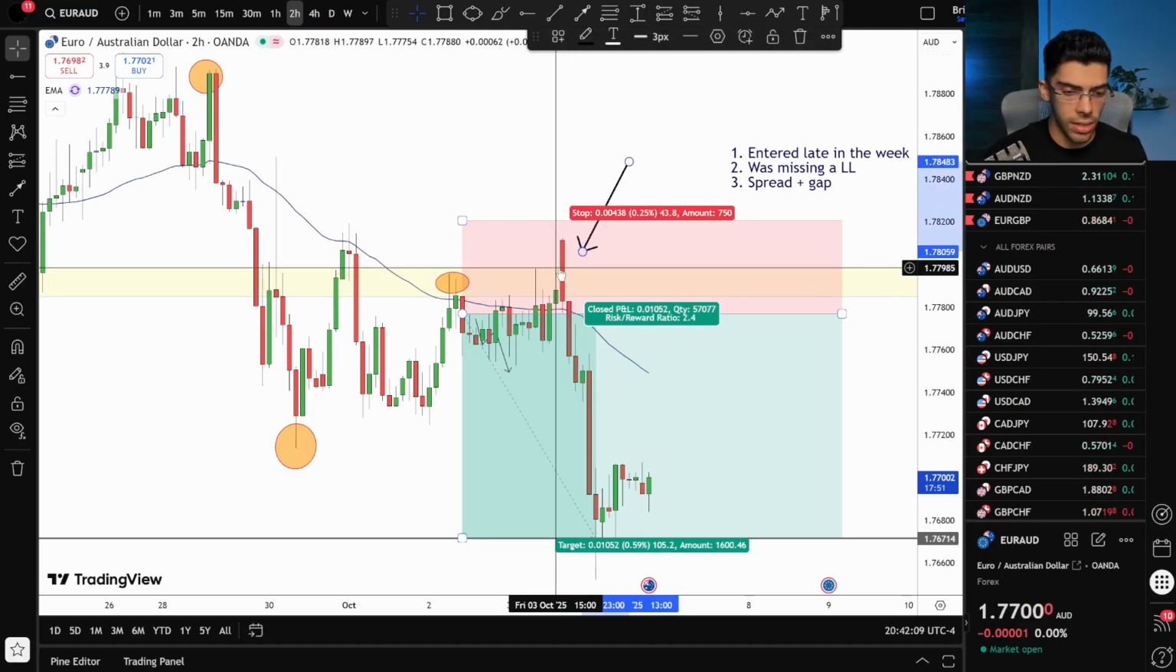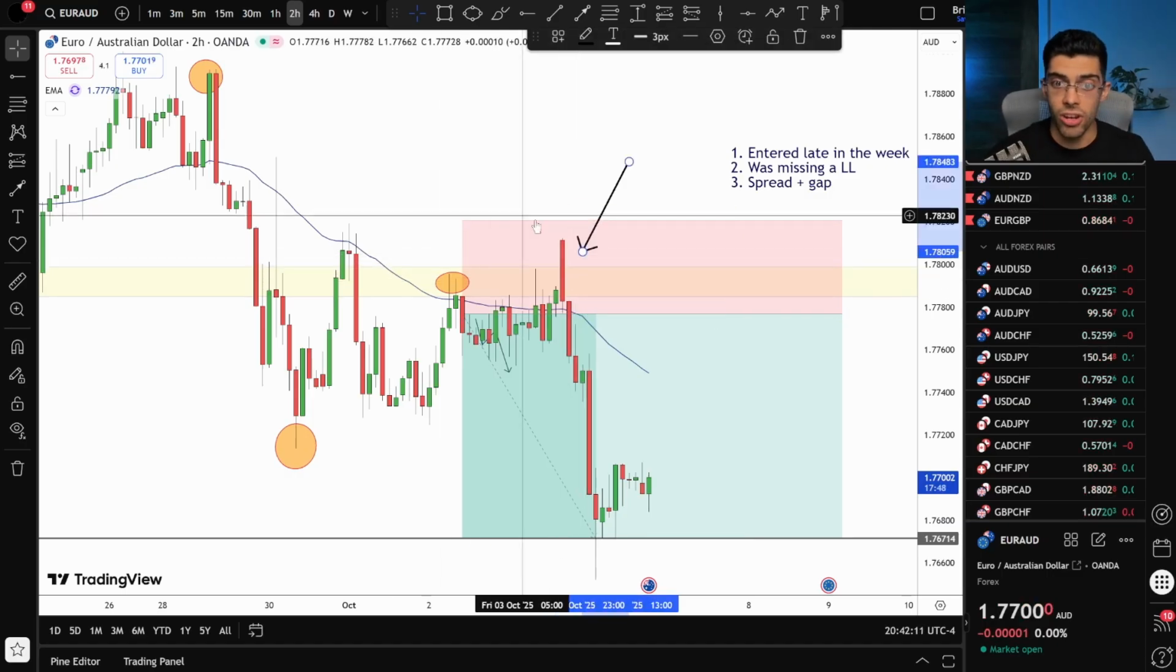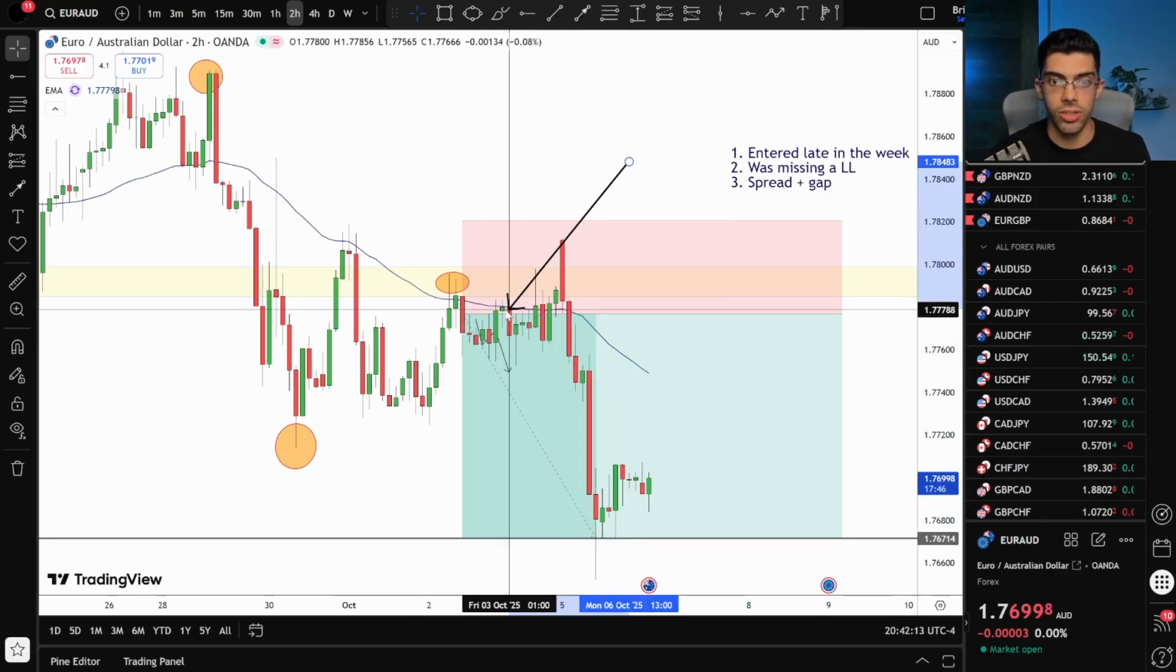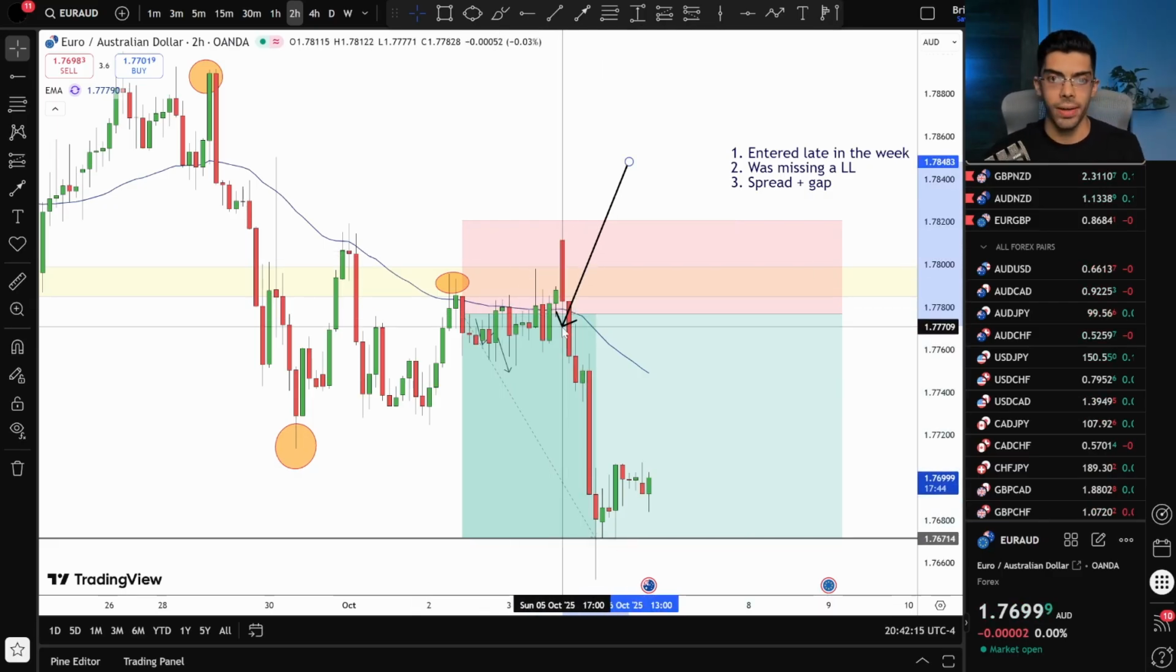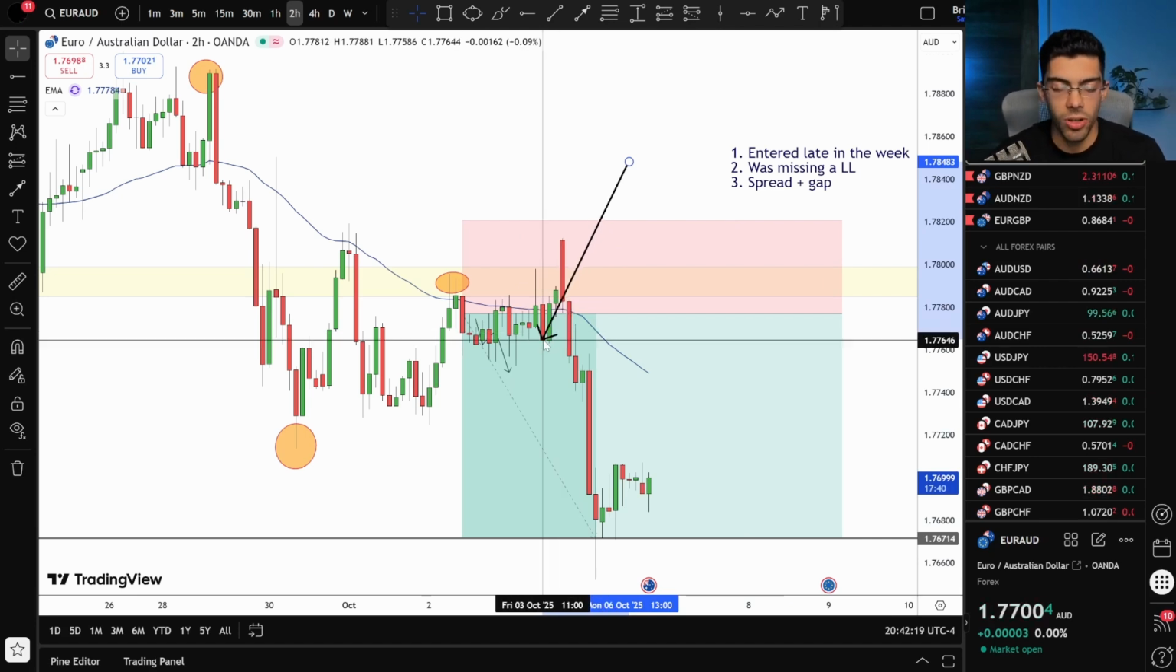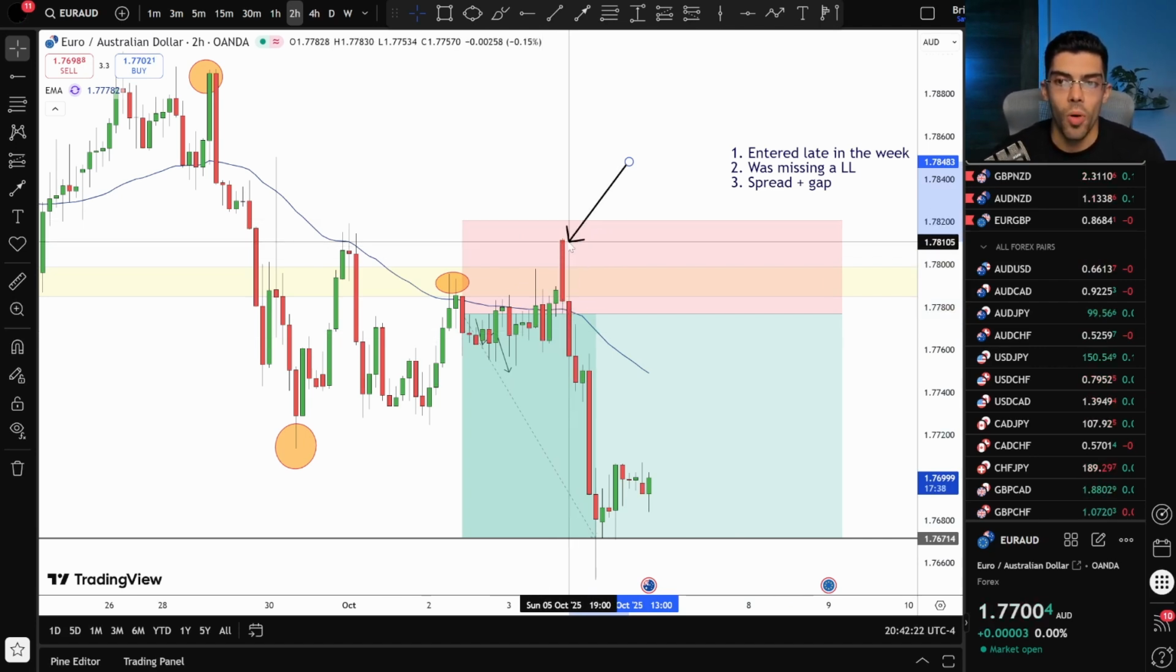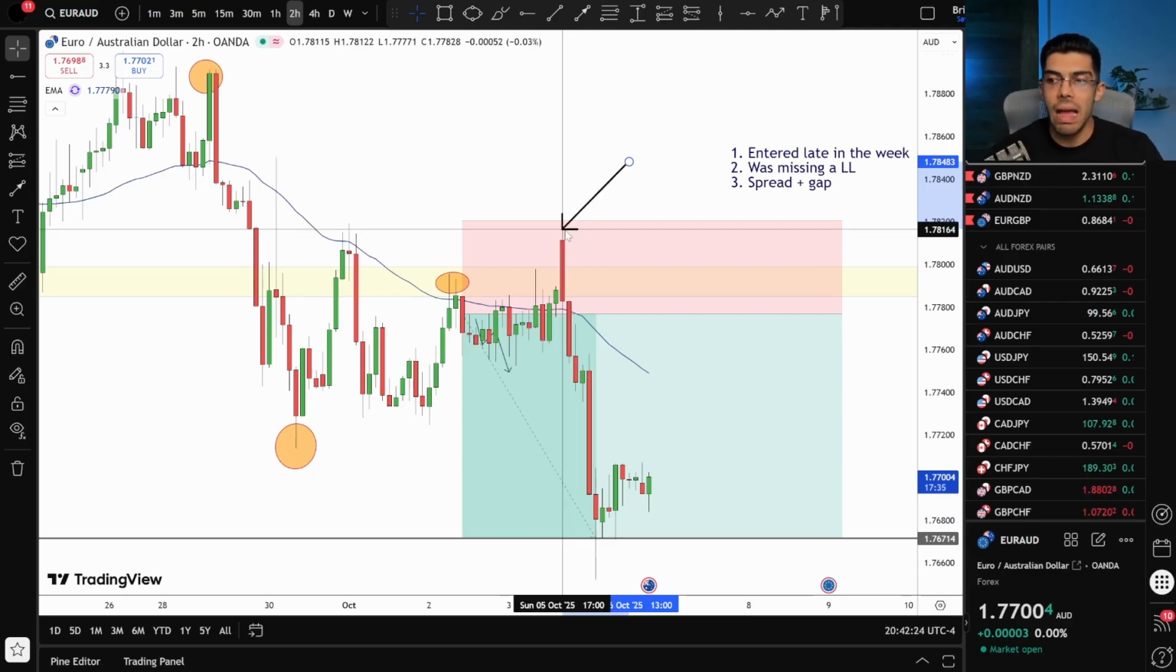I took it on Thursday. I held it. Friday, nothing happened. Consolidation the entire time. So I'm like, you know what? I'm going to hold this trade. Sunday afternoon, I'm in Eastern time. When the market opens up, it opens up with a gap. By the time I check the chart, the price is already down here.